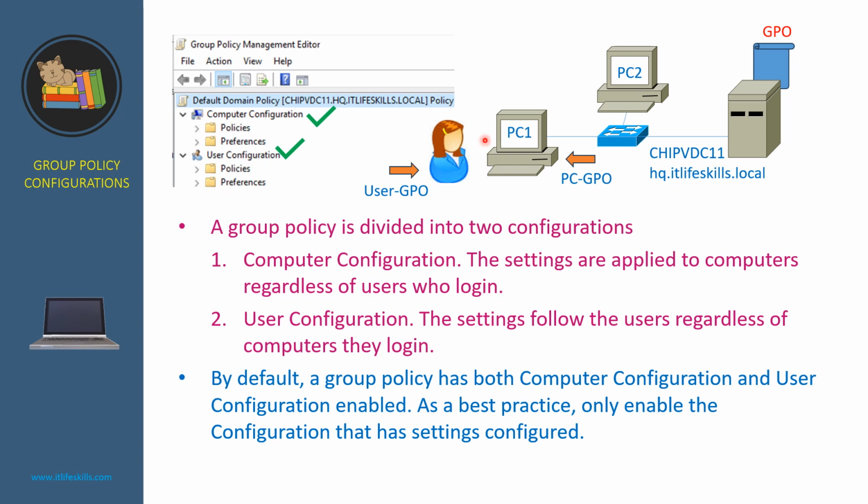Later on, user B decided to log into PC2. She will get the same setting from the user-GPO group policy. By default, a group policy has both computer configuration and user configuration enabled. As a best practice, only enable the configuration that has settings configured. For example, in this group policy, we only have the setting with computer configuration enabled, so we should disable the user configuration in the policy.